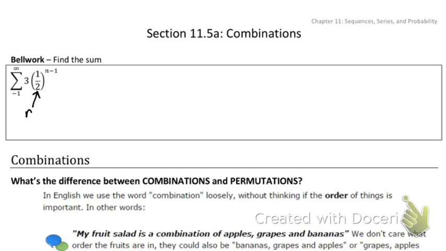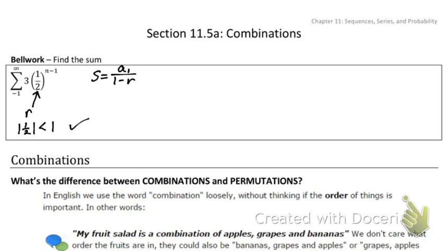Your r value is right there. It is always the base of your exponent. So if the absolute value of that value is less than 1, you can find the sum. So it's infinite, it's geometric, we can find the sum because our absolute value of r is less than 1. The sum formula is your first term divided by 1 minus r.